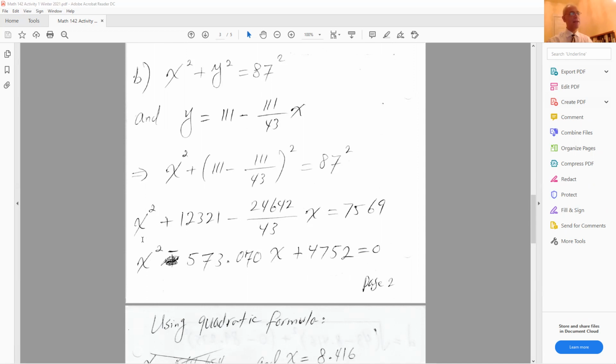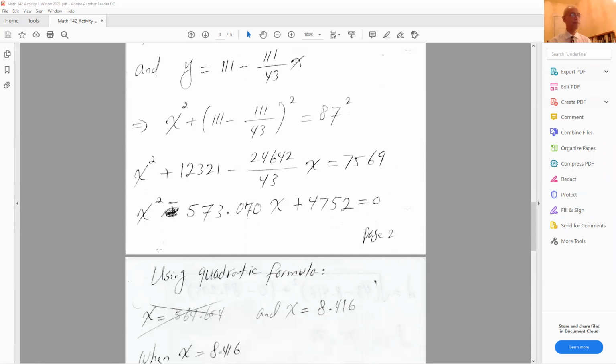And if I expand that, I get x squared plus 12,321 minus 24,642 over 43x equals 87 squared, which is 7,569. Rearranging this, just subtracting 7,569 from both sides, and I'm using the decimal. If you divide 24,642 by 43 to 3 decimals, you get 573.070. And so now I have a quadratic.